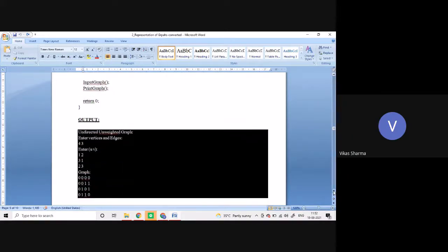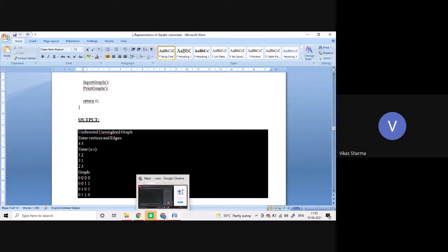First it will ask about the vertices and edges. We are putting the values 4 and 3. So for 4 and 3, we will put the values of u and v. So the graph will be 0 0 0 0 0 0 1 1 0 1 0 1 1 0 1 1 0. So we have completed the programming part.